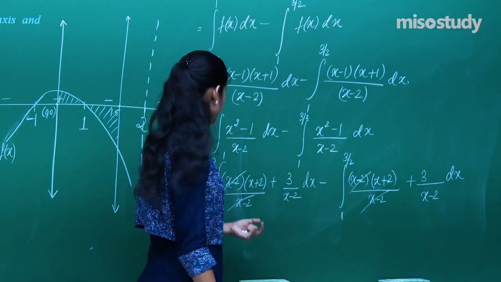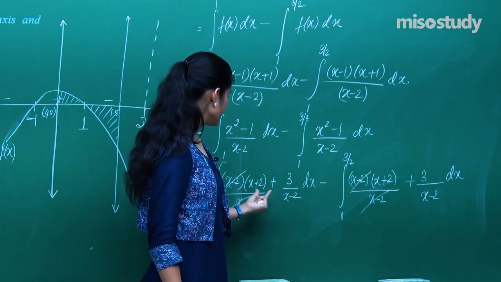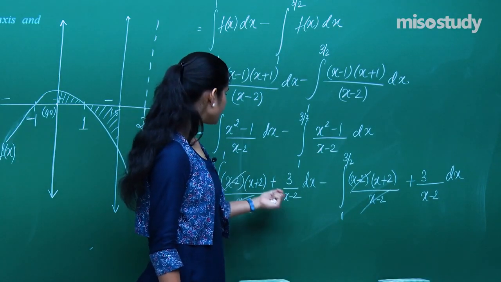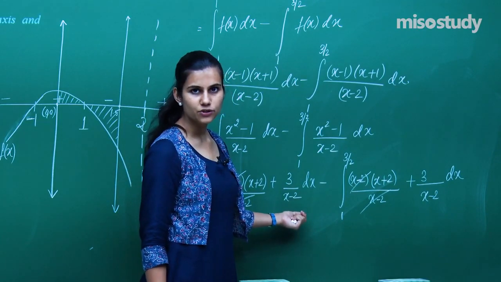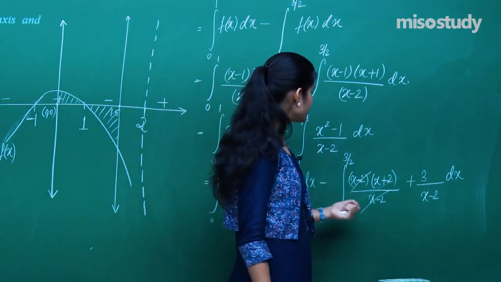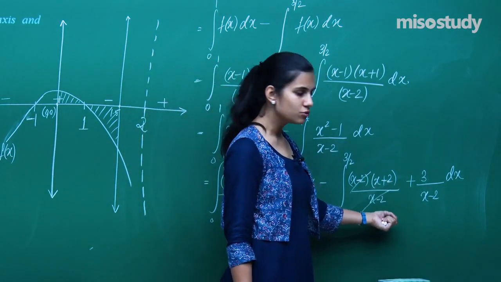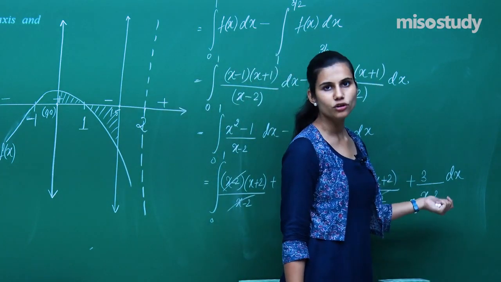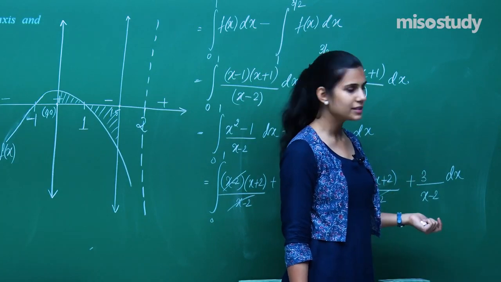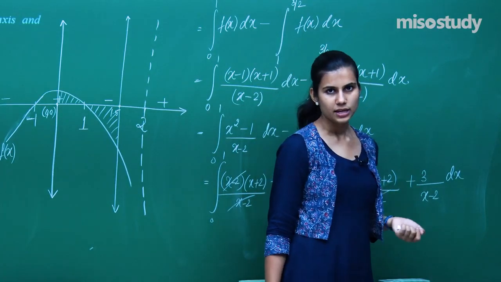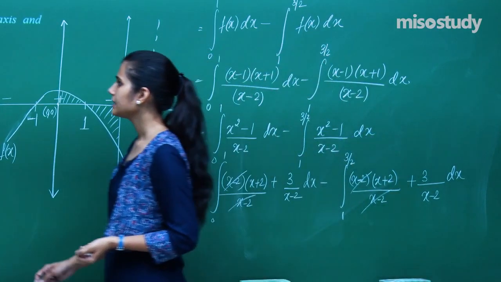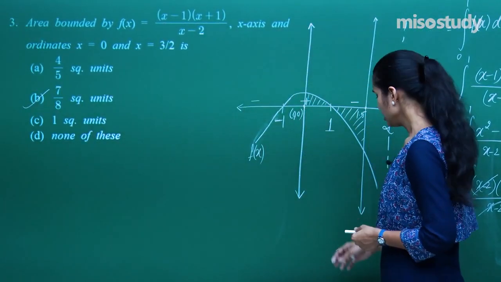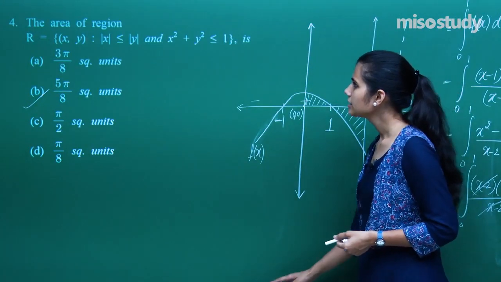Now things are pretty simple. Just a linear function x plus 2. This will become (x plus 2) whole square by 2, limits from 0 to 1, plus 3 times log of mod of x minus 2, limits from 0 to 1, minus (x plus 2) whole square by 2, limits from 1 to 3 by 2, and 3 times log of mod of x minus 2, limits from 1 to 3 by 2. Very easily when you solve, you basically get 7 by 8 square units as your answer. Clear? Moving to the next question, let's see what it is.